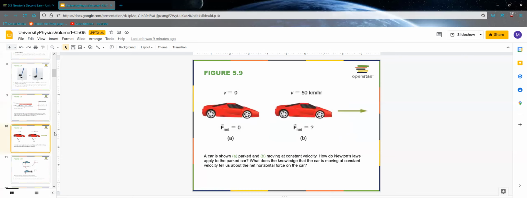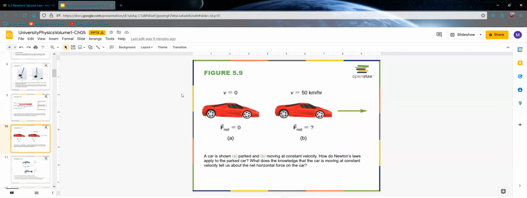Kind of going over the same thing over and over again here, right? So here we have two examples, a parked car and a moving car. How do Newton's laws apply to the parked car? Well, funny enough, one of Newton's laws, Newton's first law of motion, is actually, I'll just leave it there.